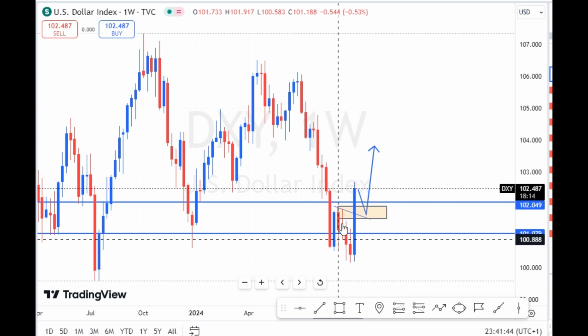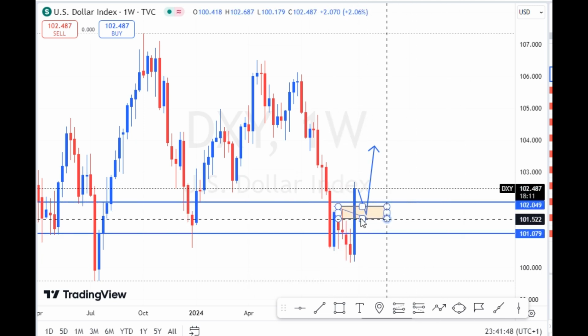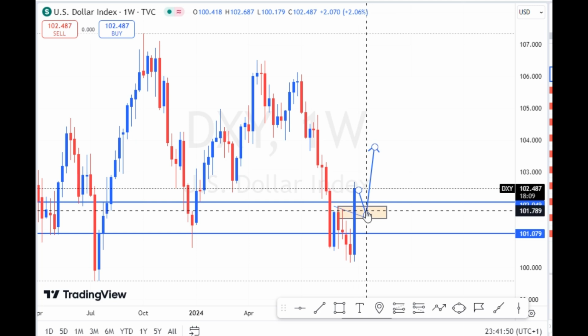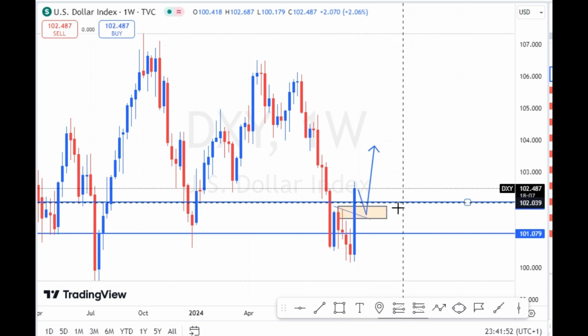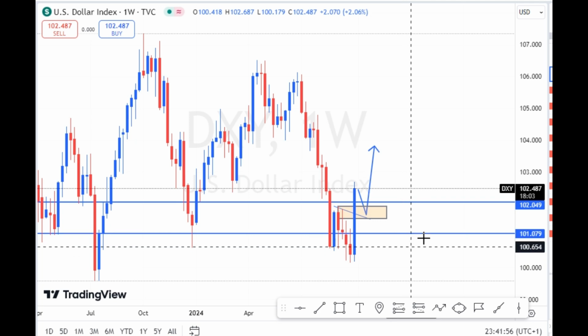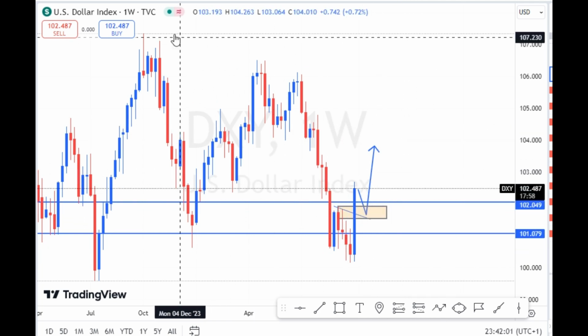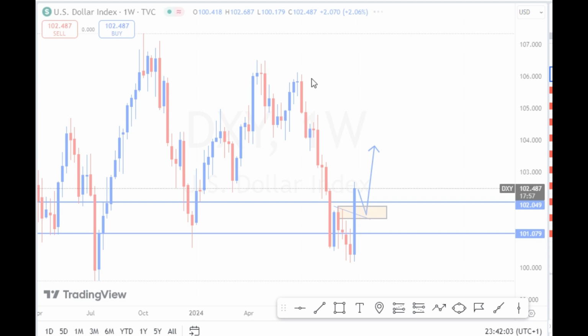If you can see now, price is closing above a higher low on the DXY on the weekly chart also, which means that the daily chart and the weekly chart are in line together for the uptrend momentum for the DXY this week. So let's go back to our daily chart and plan the area we have to buy the DXY from.